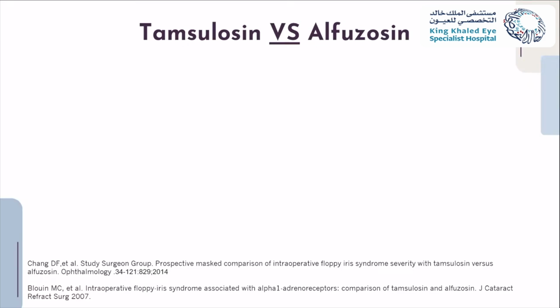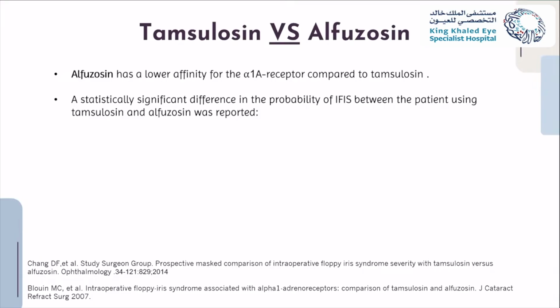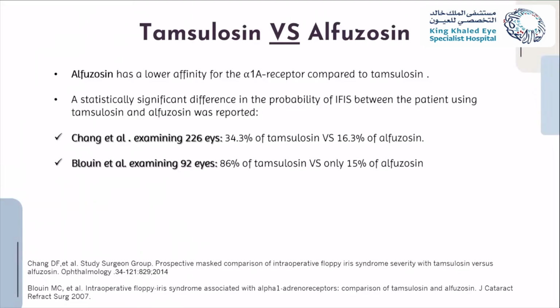Actually, the selective ones are more significant. So tamsulosin is selective, but alfuzosin is a non-selective alpha-1 receptor antagonist. That's why they found a statistically significant difference in the probability of floppy iris syndrome between patients using those two medications. This is a study of 226 eyes, showing that 34% of the patients on tamsulosin developed floppy iris syndrome, while 16%, half of them, developed it when using alfuzosin.